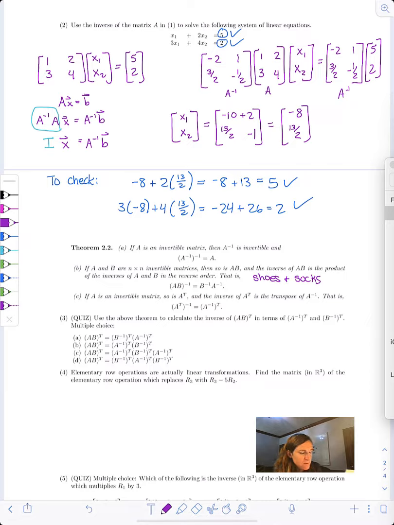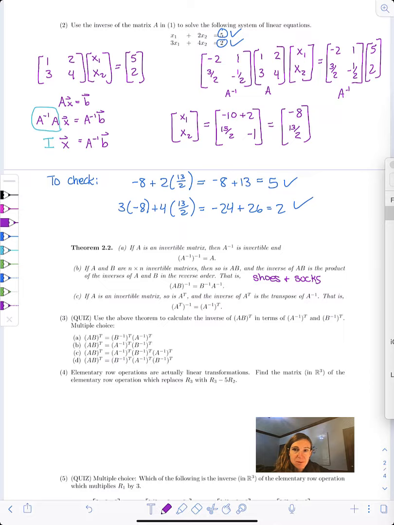And what I like to remember this by is putting on shoes and socks. So first you put on your sock, then you put on your shoe. Well, if you want to undo that, you can't take your sock off until you've taken your shoe off. So it's kind of like you undo the last thing that you did first. So that's how I remember that. And then it does commute with taking the transpose. So you take the transpose first and then take the inverse is the same thing as taking the inverse first and then taking the transpose.